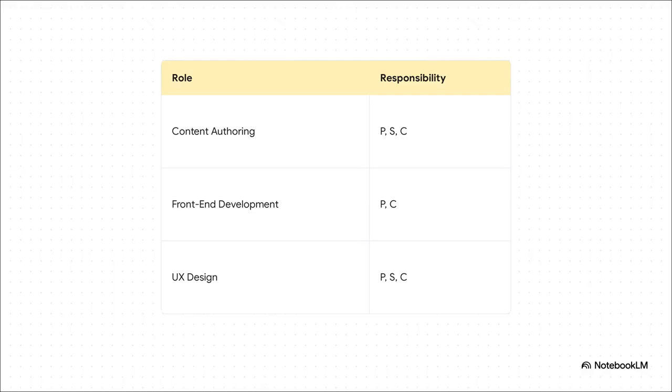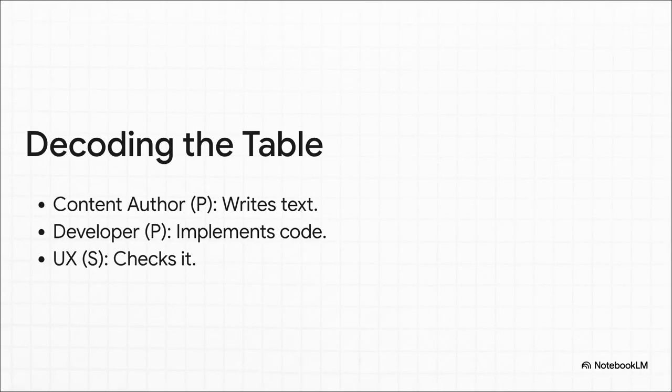If we look at a simplified view from the W3C's own table, you'll notice something right away. For something as simple as alt text, multiple roles have a P for primary responsibility. It is not just one person's job. So let's translate that, right? What does this actually mean? It means the content author is a primary owner because, well, they write the text. But the front-end developer is also a primary owner because they have to actually put that text into the code. And look at UX. They're listed as primary, secondary, and contributor. Maybe they design how alt text behaves, but they also have to check the final result. This just brilliantly shows that accessibility is a shared, overlapping responsibility.